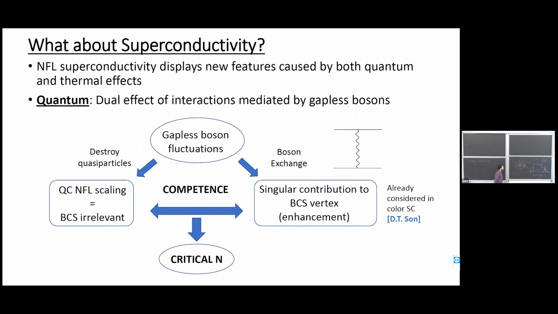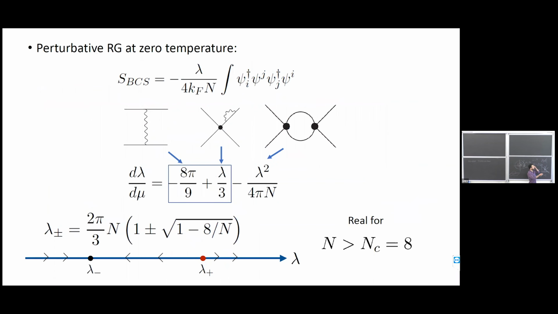And let me just emphasize that the non-Fermi liquid effect is a planar effect, becoming stronger as n goes large, whereas the BCS vertex is usually non-planar. So this singular contribution becomes important at lower values of n. The non-Fermi liquid scaling becomes important at larger values of n. In the middle, something special has to happen. And this is essentially what happens. So we have a particular critical n where there is an infinite order phase transition.